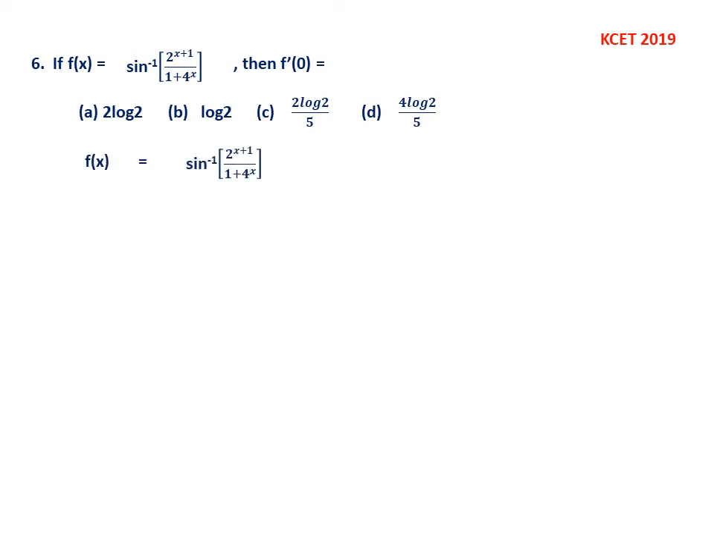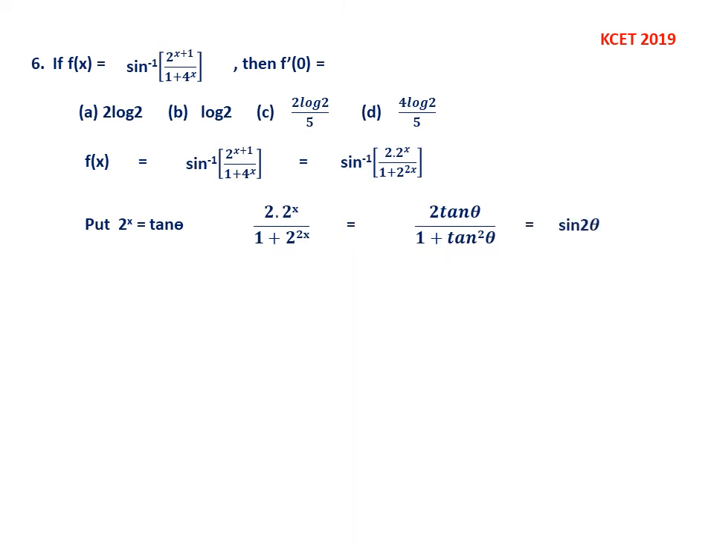So f of x equal to sine inverse of 2 power x plus 1 by 1 plus 4 power x. This can be written like this: sine inverse of 2 into 2 power x, splitting it, and then below you can write it as 1 plus 2 power 2x. 4 can be written as 2 square, and 2 square to the power x is 2 power 2x. Now what you have to do is substitute 2 power x equal to tan theta, so that 2 into 2 power x divided by 1 plus 2 power 2x will be equal to 2 tan theta by 1 plus tan square theta. But this is nothing but the sine 2 theta formula.